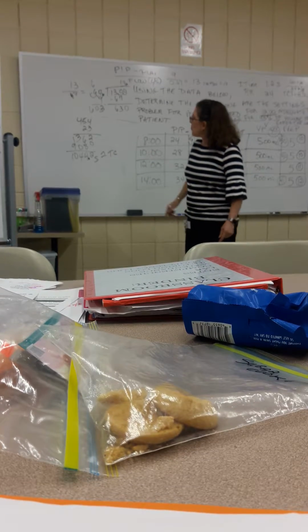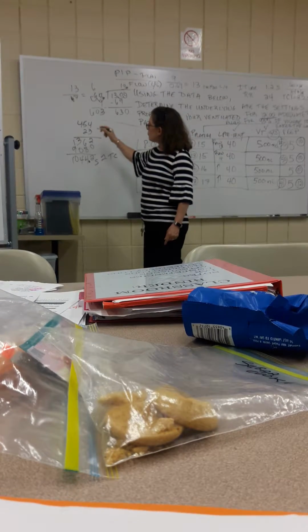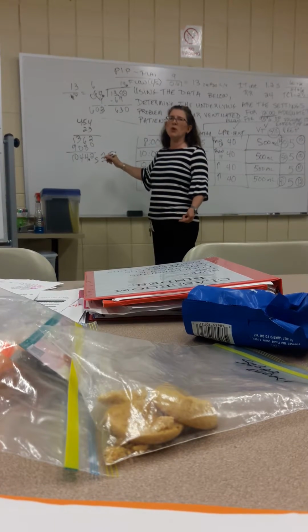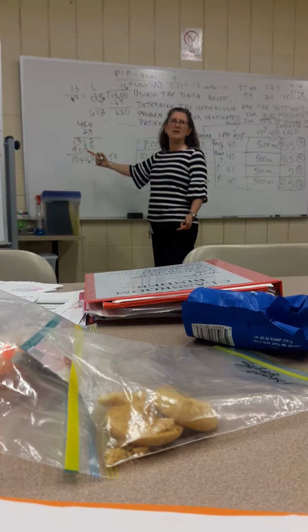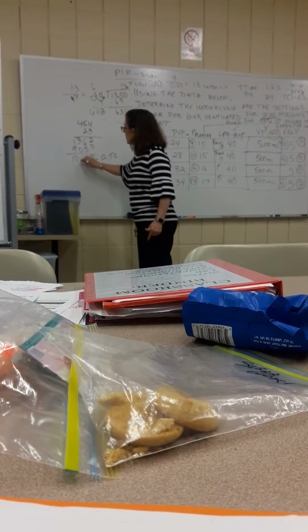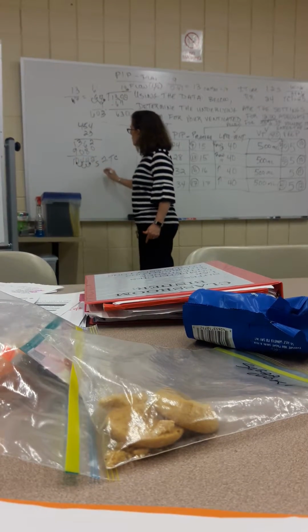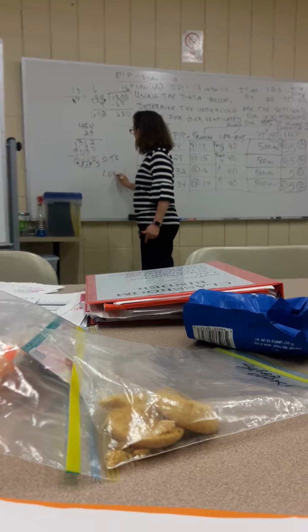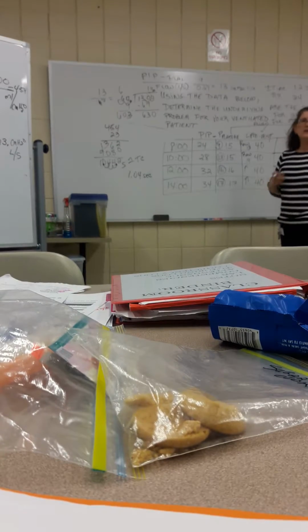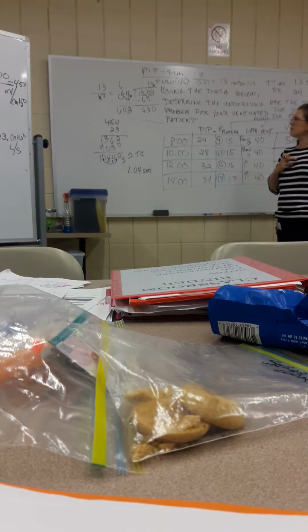So if this was instead 0.045, I know that I'm just going to move my decimal point 3 places to the left, right? Because that's what I did there. 1, 2, 3. So my time constant is 1.04 seconds. Okay.